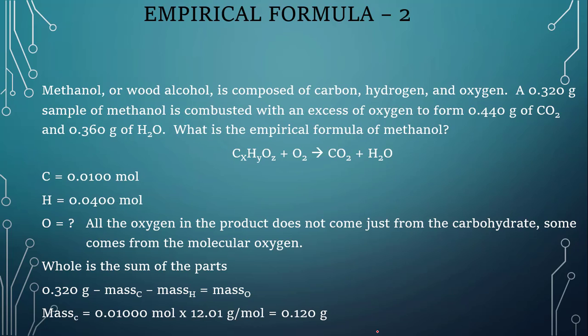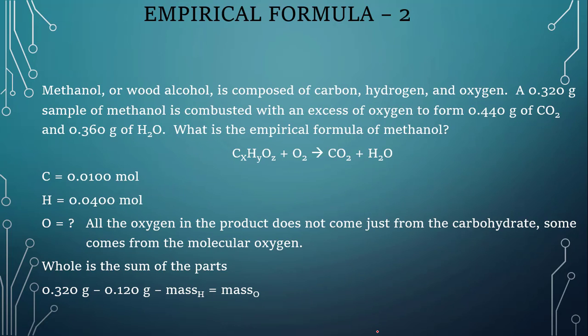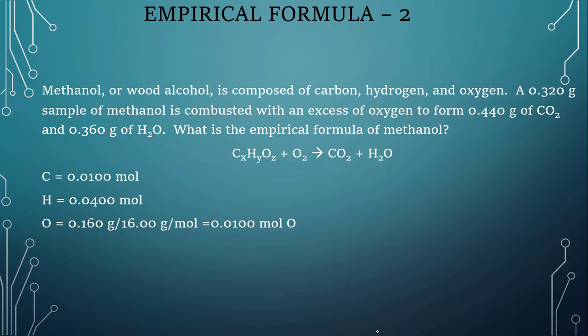So the mass of the carbon is moles times molecular weight equals grams. And we can plug that value in. Do the same thing for the hydrogen. Moles times molecular weight equals grams. Plug that value in. So the mass of the oxygen in the carbohydrate must be 0.160 grams. 0.160 grams divided by 16 grams per mole, the molecular weight of singlet oxygen, is 0.0100 moles.